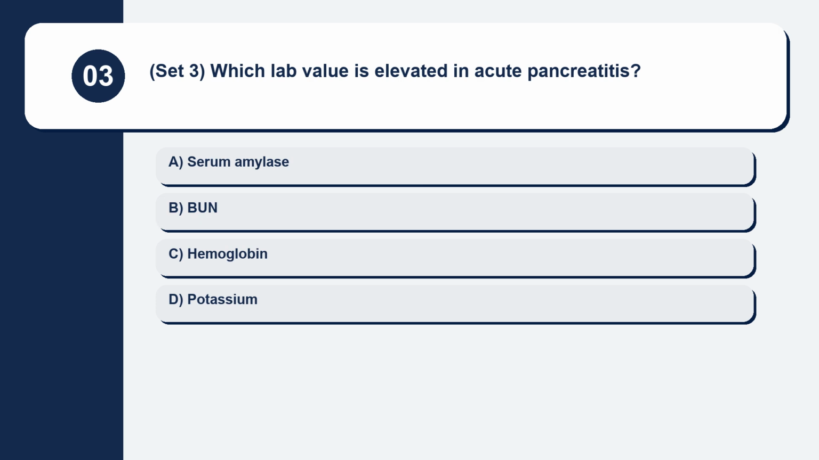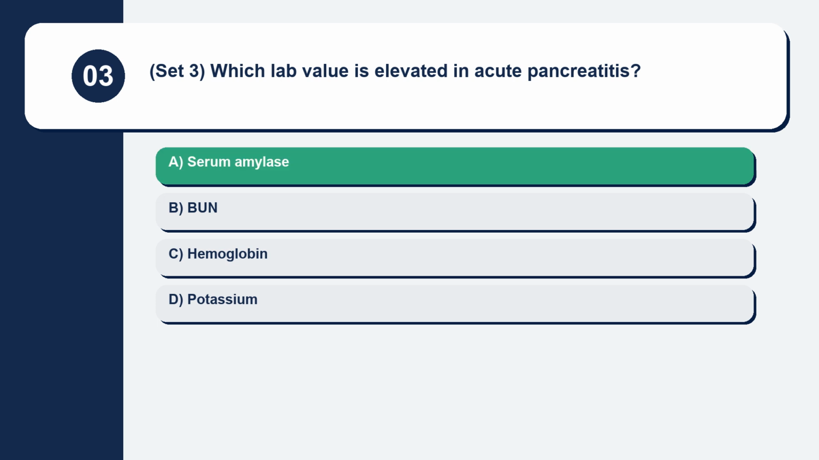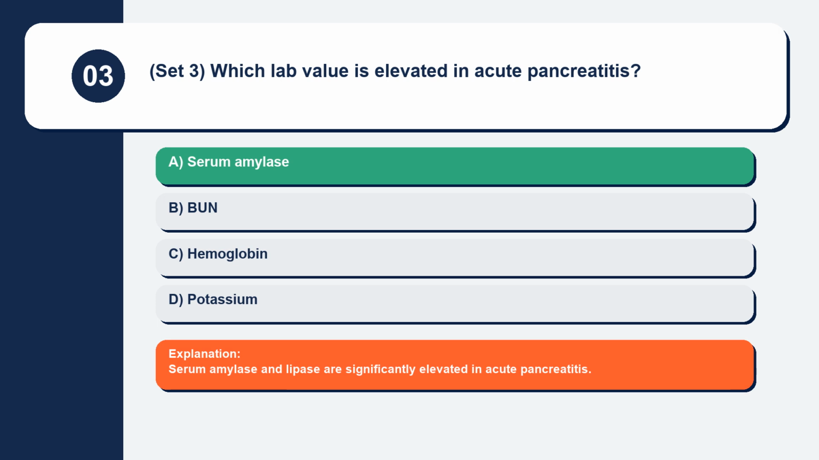Question 3, Set 3. Which lab value is elevated in acute pancreatitis? Serum amylase, BUN, hemoglobin, potassium. Serum amylase and lipase are significantly elevated in acute pancreatitis.